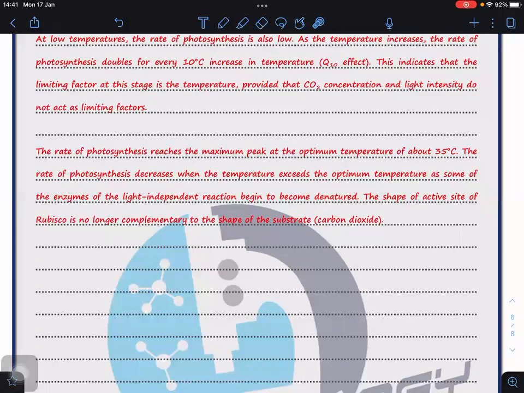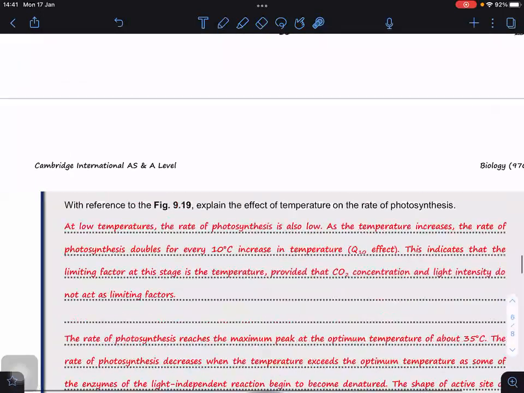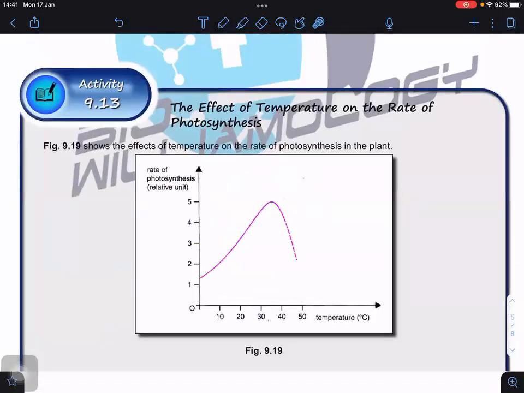Right? You can see that the graph shows us the decrease. So Q10 is only valid when the temperatures we choose to study are lower than the optimum temperature. If you are above the optimum temperature, we don't calculate Q10, it's useless. Are you clear? It's nothing to do with Q10 anymore.